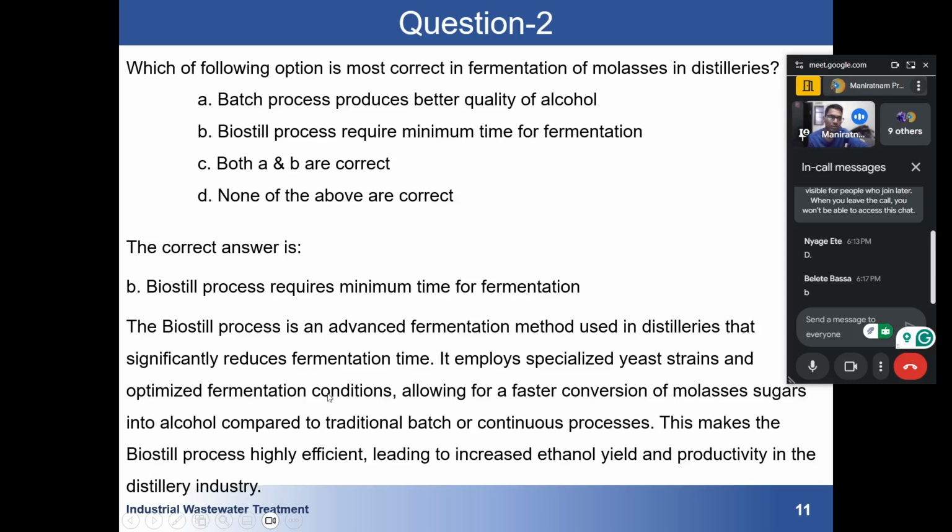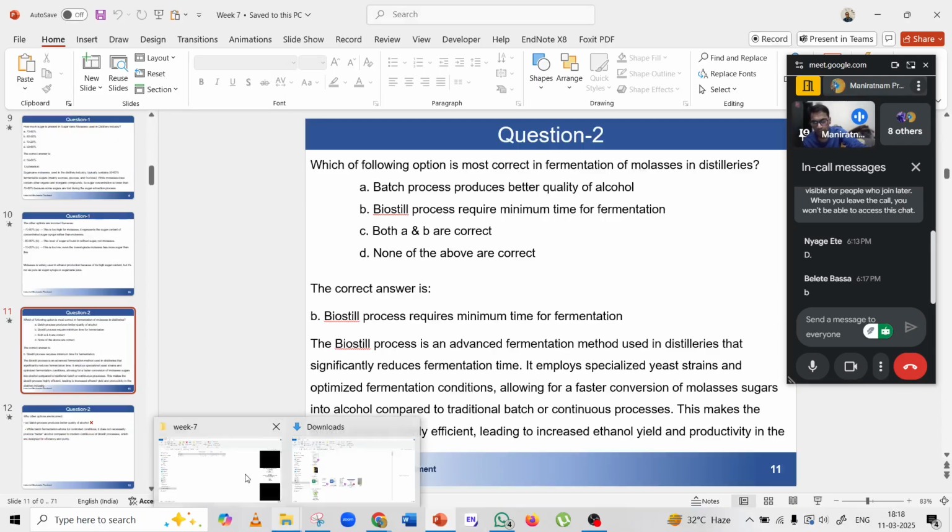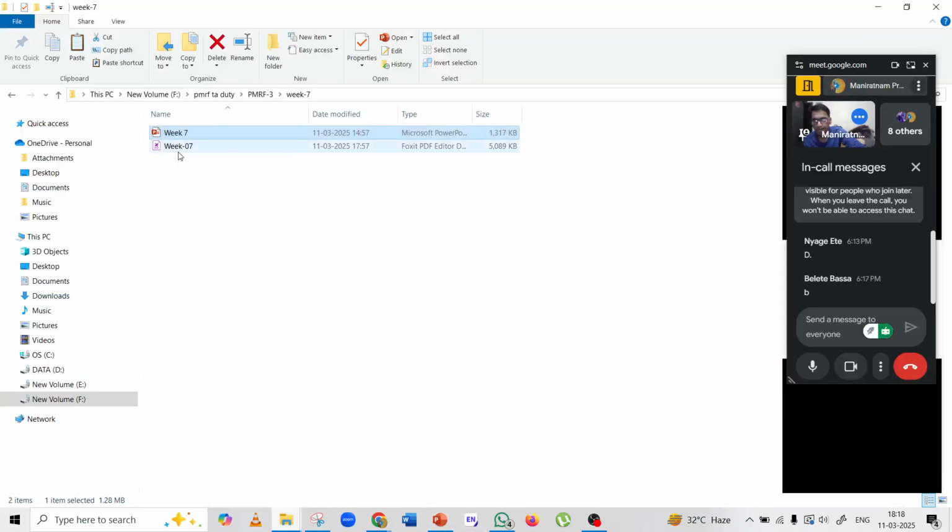Generally, people also say that the batch one is the older, traditional method, and biostil is the modern method. Here there is high efficiency. In the batch process there is a problem of pH also, but in this new modern method there is no such problem of pH. If you have gone through the lecture, then there is this table. Just let me show you the table.